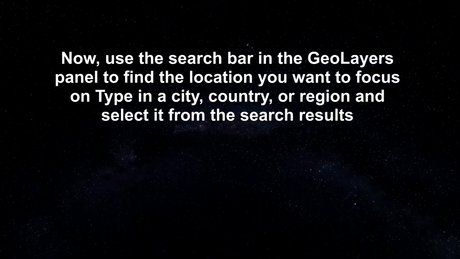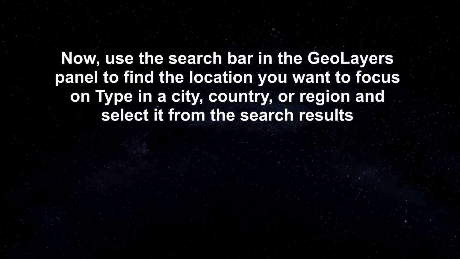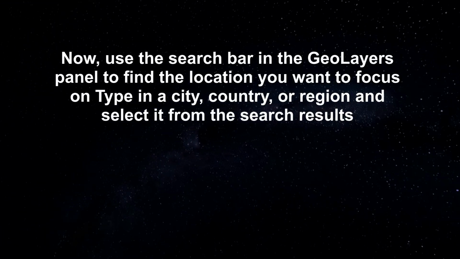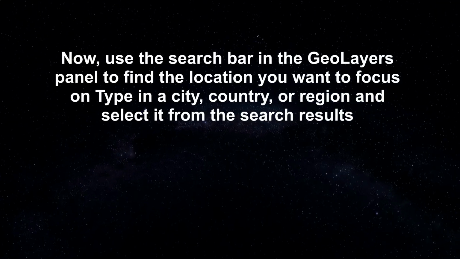Now, use the search bar in the Geolayers panel to find the location you want to focus on. Type in a city, country, or region and select it from the search results.